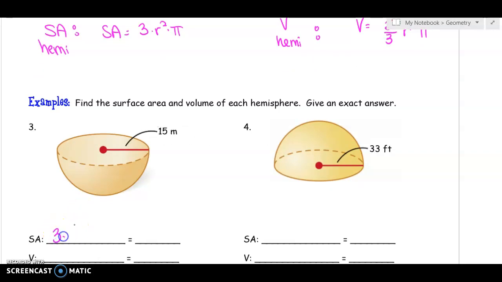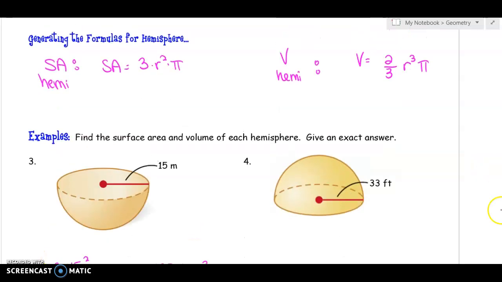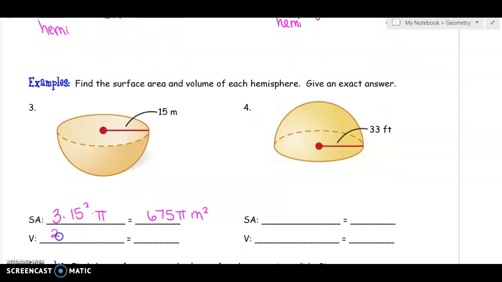Surface area is going to be 3 times radius squared, 15 squared, times pi. Type that in your calculator, you get 675 pi. Don't forget to leave your answer in terms of pi. Volume is 2/3 times radius cubed times pi, so 2/3 times 15 cubed times pi. Type that in your calculator. You're going to get 2,250 pi cubic meters. All right, so it's just a matter of plugging stuff in the calculator. Hopefully that makes sense. The surface area for this one, same thing. 3 times radius squared, 33 squared times pi.